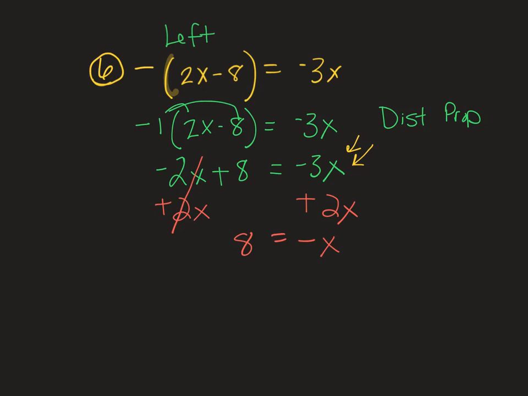And I have to recognize then that what that means is that I have negative 1 times x. That coefficient of negative 1 is what I need to remove by doing the inverse of multiplication by dividing. And that's going to give me an answer of x equals negative 8.